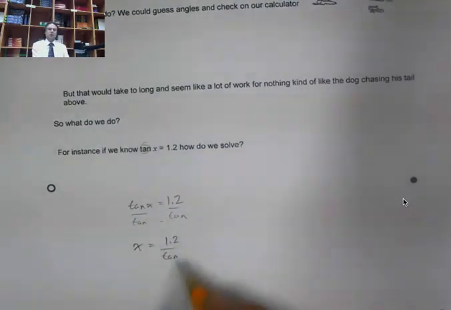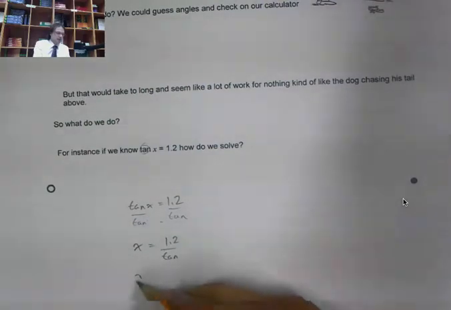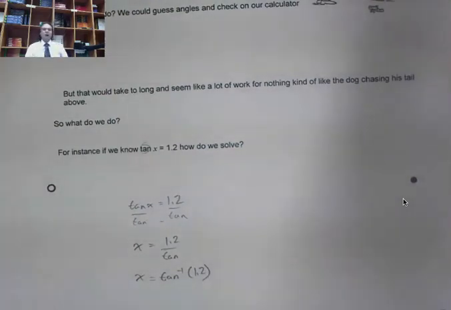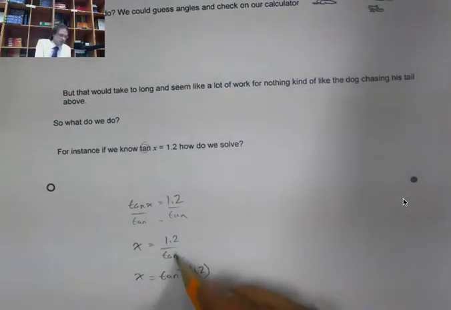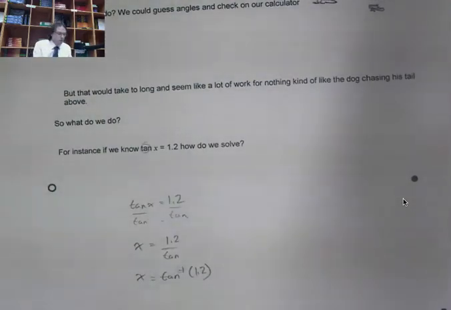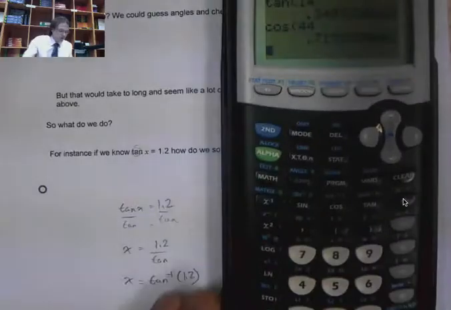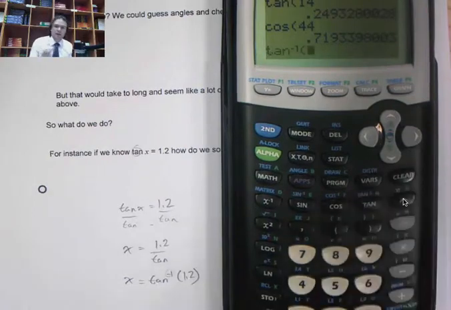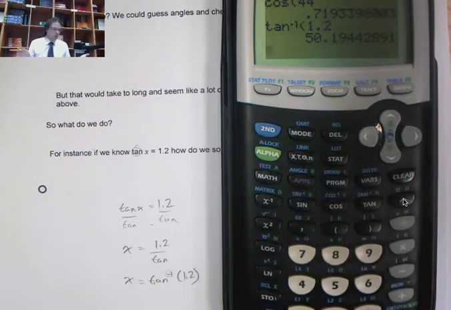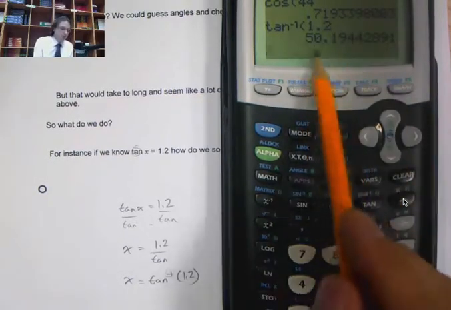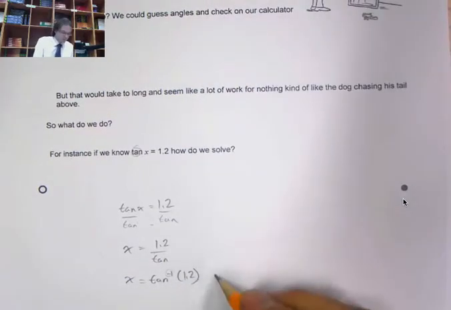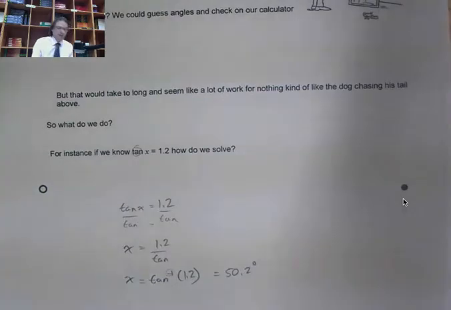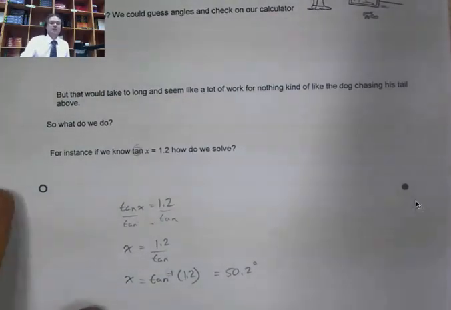Well, I want this with a positive exponent. So this is kind of like saying x is equal to tan to the negative 1, 1.2. Because this is a positive exponent, if I flip it, negative 1, 1.2. So let's see what that equals. In our calculator, we're going to have to hit the second button, then the tan button, and then we put 1.2. Enter. And that gives me my side. Sorry, not my side. My angle, which is 50.2 degrees.